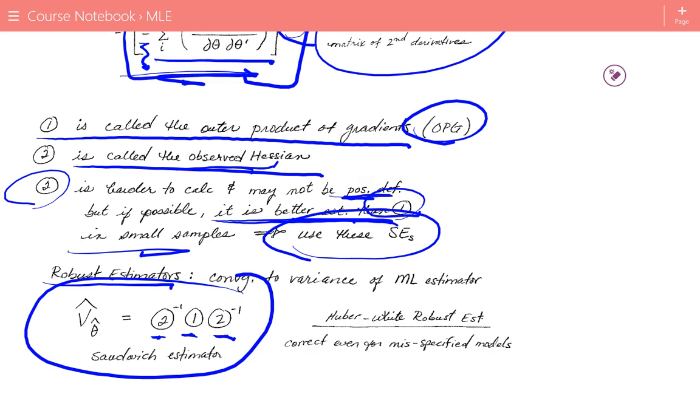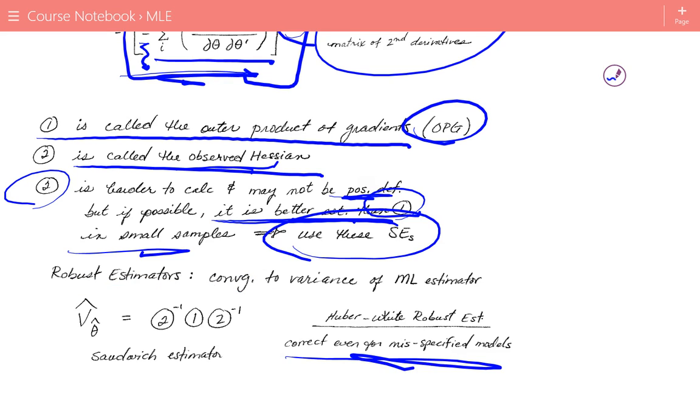The advantage of doing this, and I won't go into it, but there's a paper by White that shows that this is a robust estimator because it gives you the correct standard errors for the maximum likelihood estimator, even when the model is misspecified. And this is an advantage if you feel that your likelihood function is not really necessarily properly specified. There's some component of it that you're concerned about. You can use the robust estimator, which is also called the sandwich estimator.